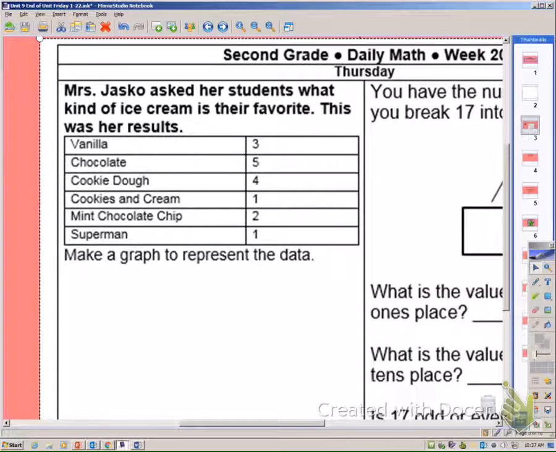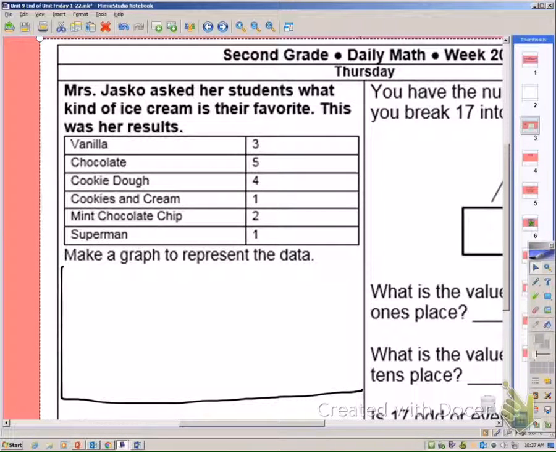Okay, let's look at the first problem. So the first problem says, Miss Jasko asked her students what kind of ice cream is their favorite. This was her results. So this was the data she collected, and we want to make a graph to represent this data. So I think the easiest graph to make would be a bar graph.